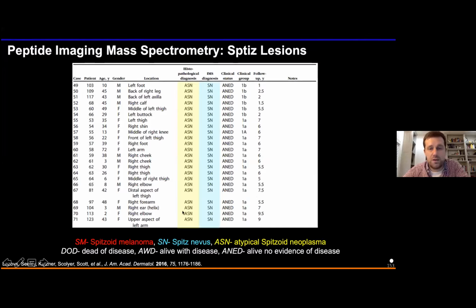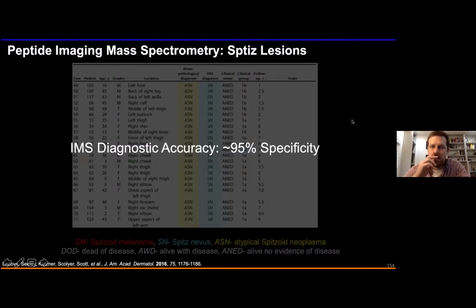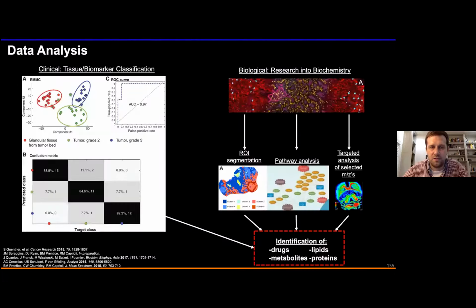And then for those indeterminate cases, the IMS was able to make a definitive call. And again, the clinical follow-up backed up the mass spec diagnosis. So it's not that mass spectrometry is going to replace a pathologist, but it's another tool in their toolbox to hopefully improve their specificity and accuracy.